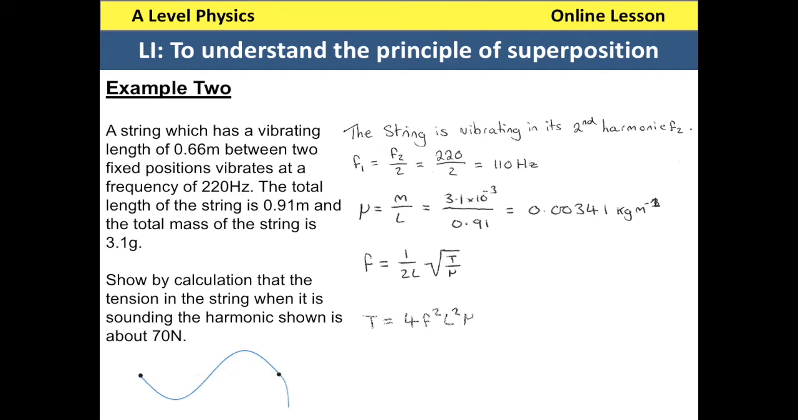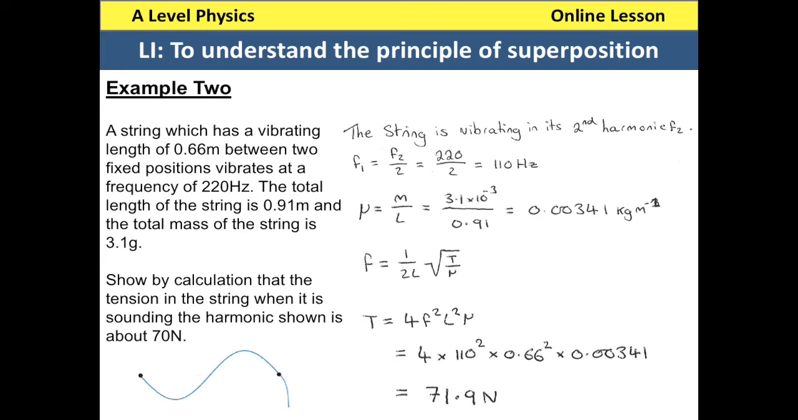If we then square both sides of that equation and then times by mu, what we will end up with is that the tension is equal to 4F squared L squared mu, as shown here. Now we simply substitute the values into the equation, and you must show that step because this is a show that question. So we would do 4 multiplied by 110 squared.